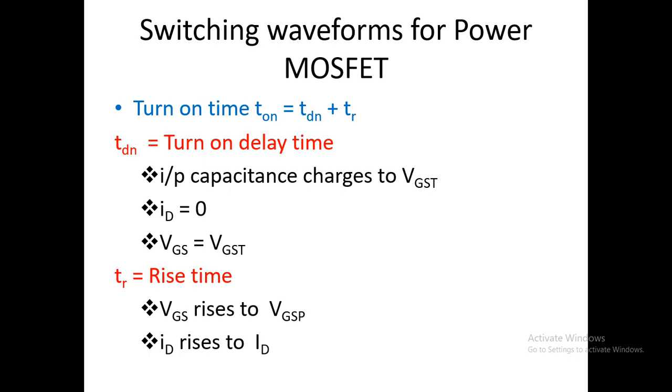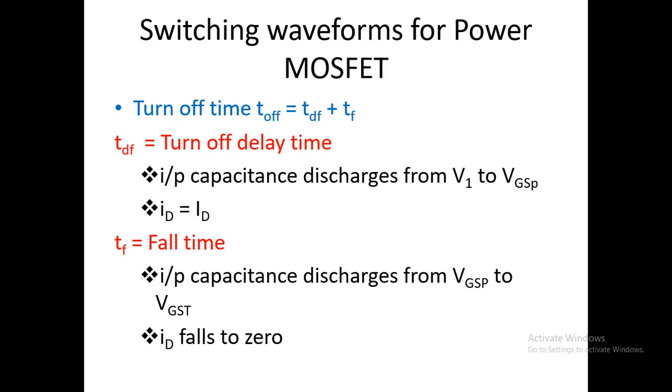Turn on time is T on equal to TDN plus TR. During the turn on delay time, the input capacitance charges to VGS threshold and ID is equal to 0, and at the end of that time VGS will be equal to VGST, that is VGS threshold. TR is the rise time, in which VGS is raised to the VGS peak value, and during this condition the drain current will rise to the maximum value.